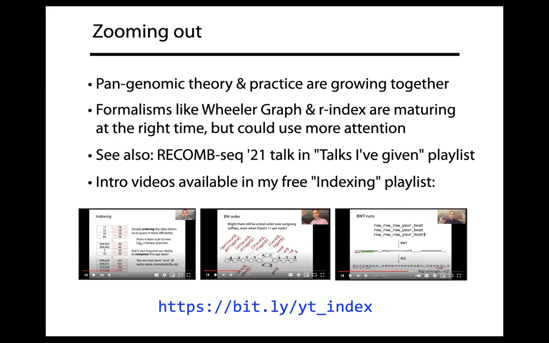So, and zooming out, one thing I love about this particular field is that the theory and the practice have done a really good job of growing together. Pan-genomics in particular has been a pretty solid back and forth between papers that get published in computer science venues and papers that get published in genomics venues. It's been very fun to watch. All of these formalisms are still maturing and they could use everyone's attention. So, take a look at some of these if you're interested in finding topics to work on.